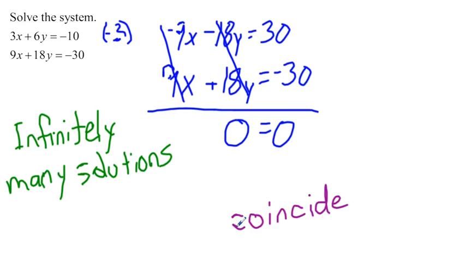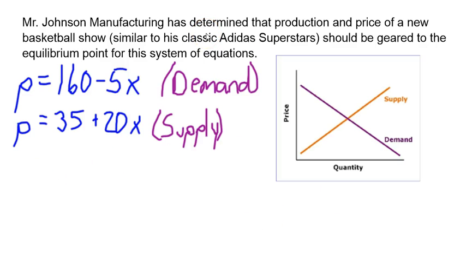In this last problem, we're going to do an economics application problem, referring to supply and demand. Mr. Johnson Manufacturing has determined that production and price of a new basketball shoe, similar to his classic Adidas Superstars, should be geared to the equilibrium point for this system of equations. Okay, so basic supply and demand graph. Our supply equation is going to be increasing, positive slope. The demand function is going to be decreasing, negative slope. What we're essentially trying to do is find where these two intersect. That's called the equilibrium point.